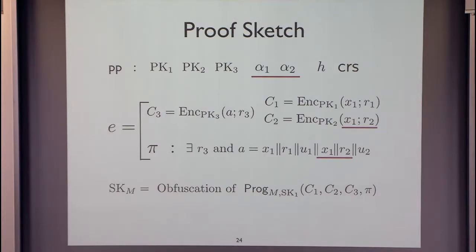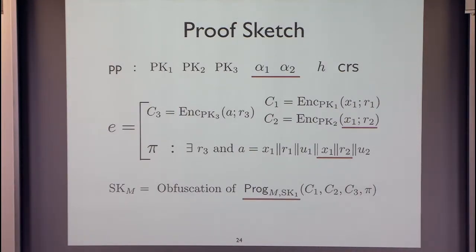Is pi still true? Yeah, pi is still true, because I will use the fact that alpha 1 is indeed a commitment to hash of x1 and alpha 2 to hash of x2. But what is pi? How do you generate pi? What witness do you use to generate pi? Hash of x1 and hash of x2 along with the randomness used. Yeah. That's the first thing I did. Yeah.